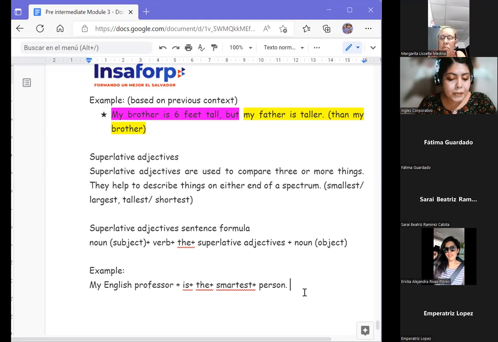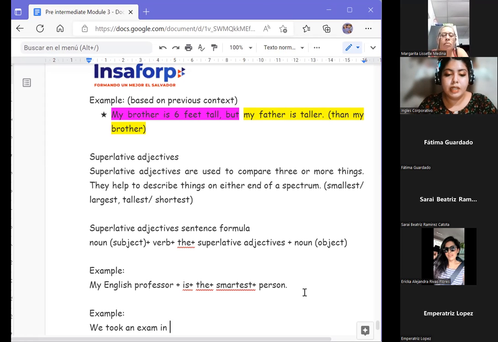part. So it says, we have the example. And we have here, and it says, we took an exam in class today. And I scored the highest.